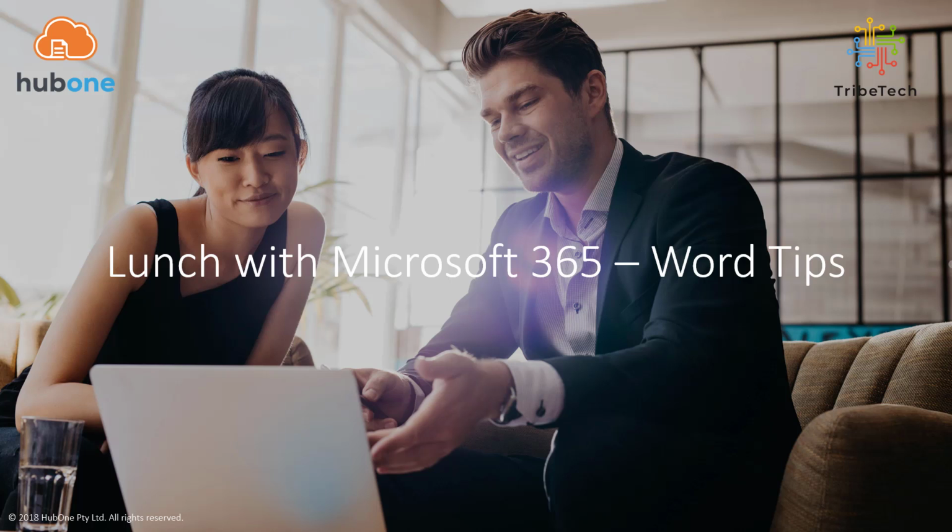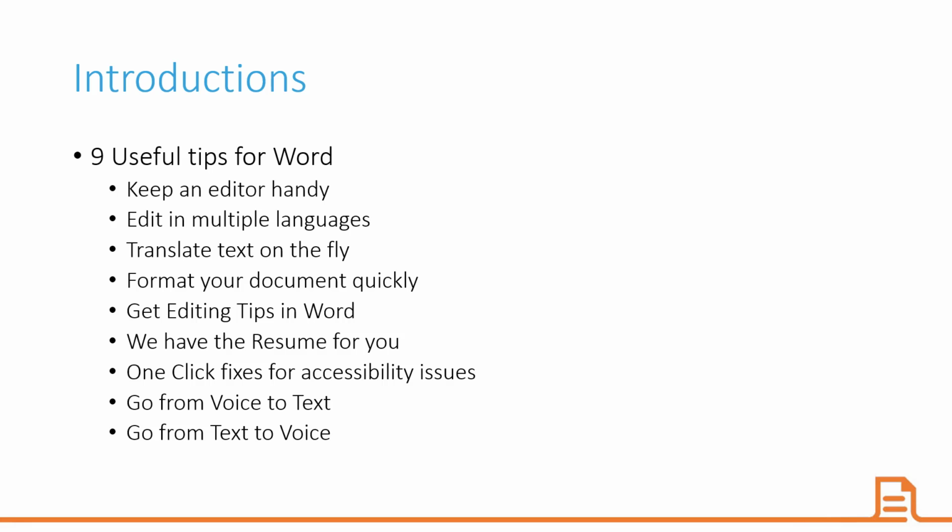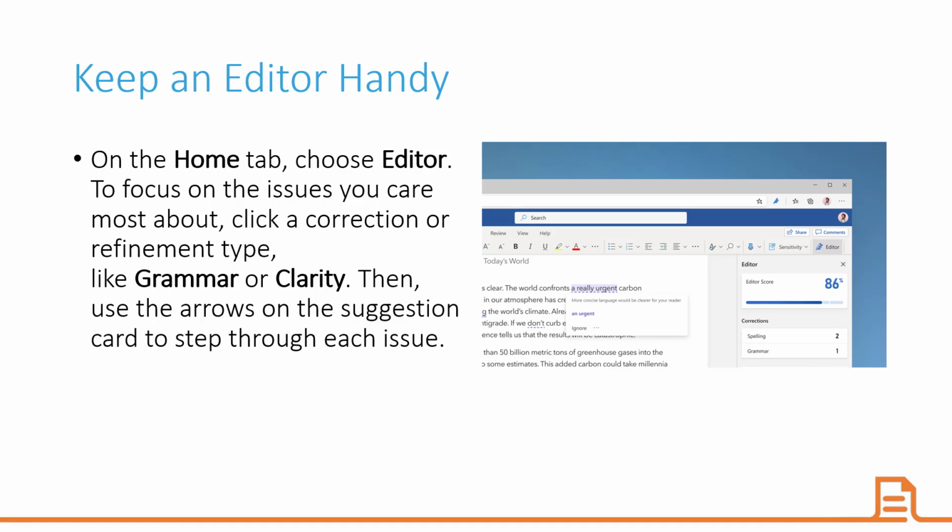Today we're going to be talking about Word tips. We're going to introduce 9 useful tips for Word. We're going to talk about the editor, how you work in multiple languages, how you get text translated, how to format your document quickly, how to get editing tips in Word, how to get your resume done, some fixes for accessibility issues for people with disabilities, how to go from voice to text, and how to go from text to voice. Okay, so without much further ado, let's go to the first one.